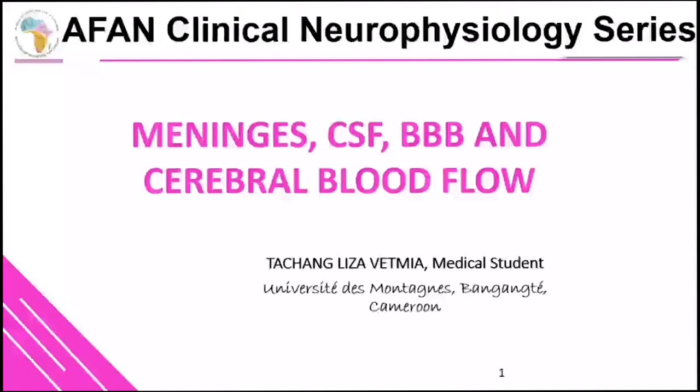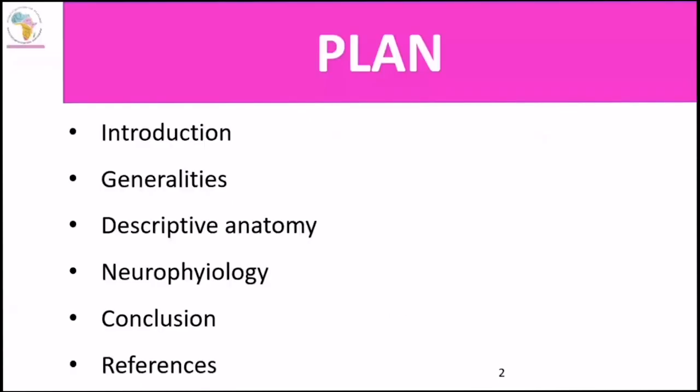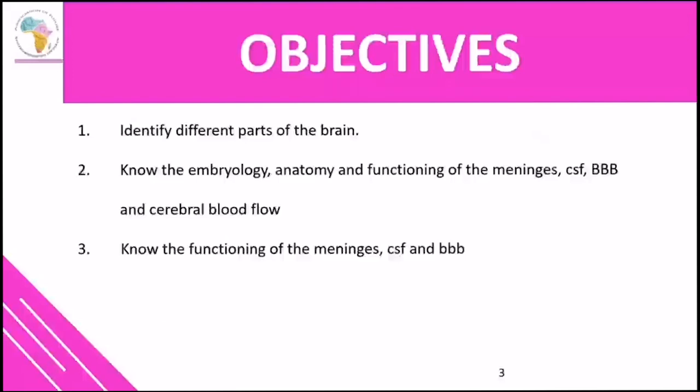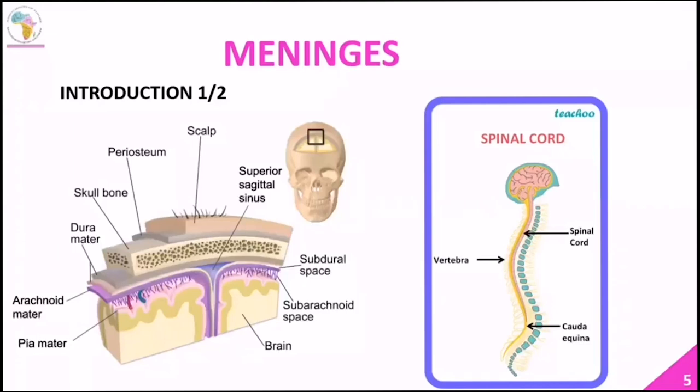Thank you again. This is an Afan clinical neurophysiology series, and here we're going to be talking about the meninges, the cerebrospinal fluid, the blood-brain barrier, and cerebral blood flow. Here we have our plan, which includes the introduction, the generalities, descriptive anatomy, neurophysiology, conclusion, and references. For our objectives, we should be able to identify different parts of the brain, know the biology, anatomy, and function of the meninges, the cerebrospinal fluid, blood-brain barrier, and cerebral blood flow.